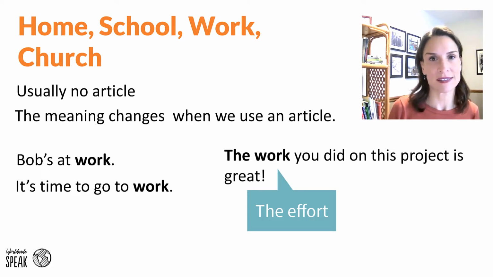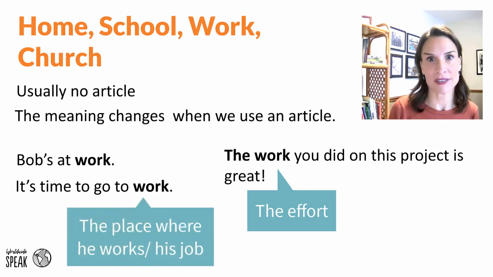So these three sentences have some different meaning between the first column and the second column. The first column is the place where you go to do your job, which we just call generally work. Bob's at work, time to go to work. And in the second example here, you can see that I'm using work slightly differently, more about effort, something that you did, something that had more of a distinct beginning and an end. The work you did on this project was great.